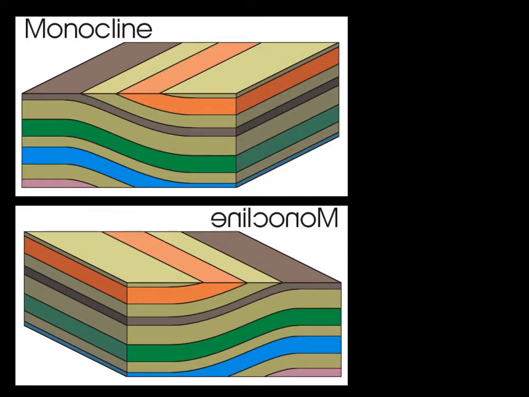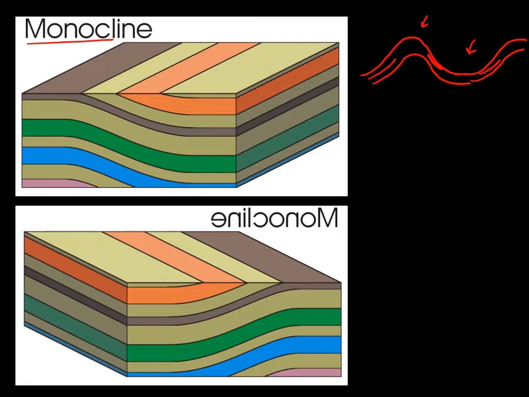The third type of fold is called a monocline. Anticlines, for example, an anticline, here's a rock layer. There's the anticline, there's the syncline. An anticline has two limbs, the left side and the right side, and a syncline has two limbs, the left side and the right side. A monocline is just one of those limbs, hence mono, one fold if you like.